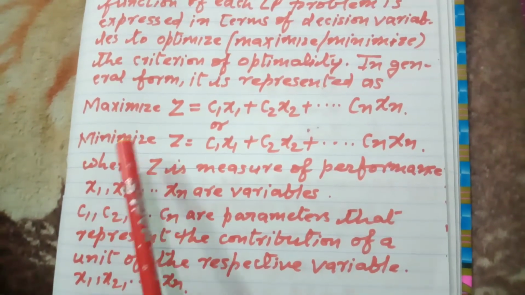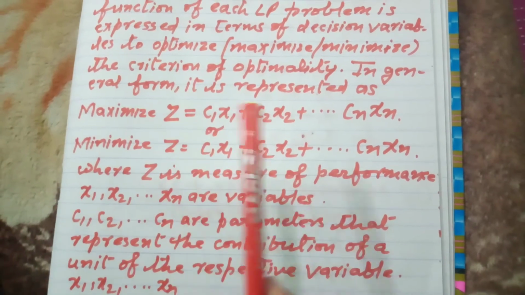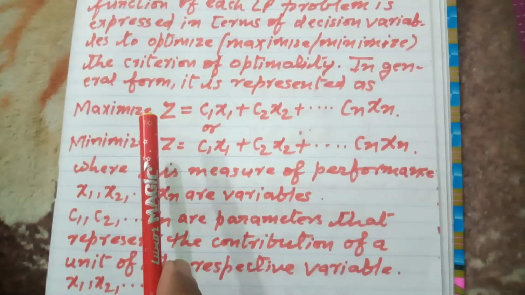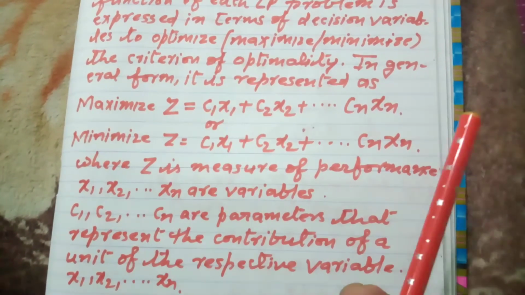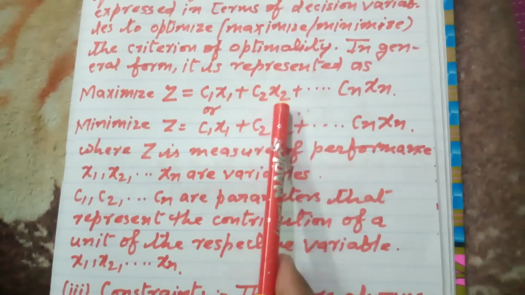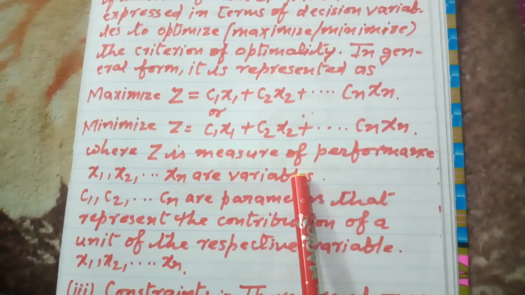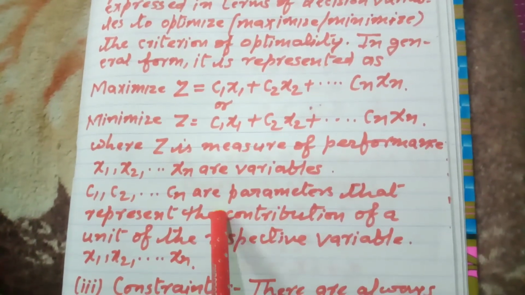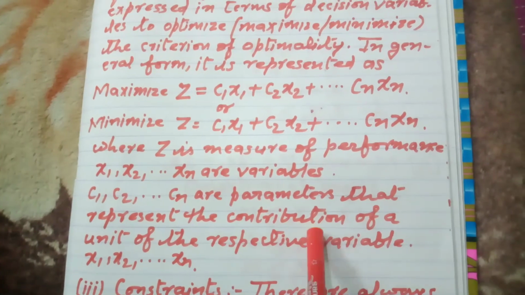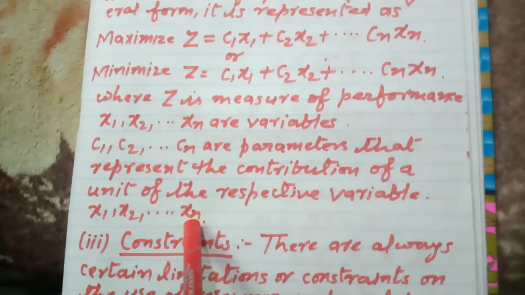This z is actually a measure of performance, wherein we can measure the performance. Now that z can be profit, it can be cost, it can be time or whatever. And these x1, x2, x3, xn, we already know these are all decision variables. And these c1, c2, cn, etc. are the parameters that represent the contribution of a unit of the respective variable x1, x2, xn. So this objective function is very important.